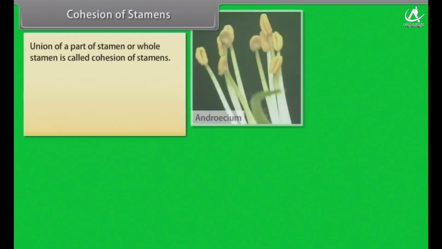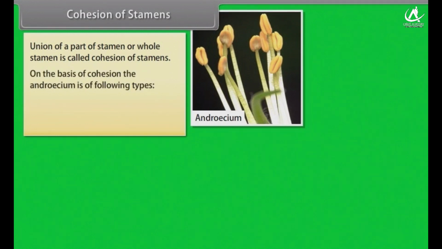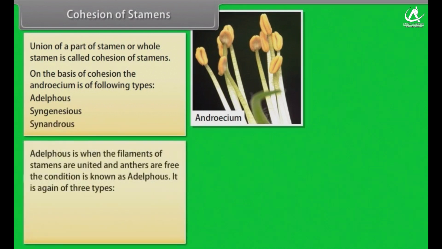Cohesion of stamens. Union of a part of a stamen or whole stamen is called cohesion of stamens. On the basis of cohesion, the androecium is of the following types: adelphous, syngenesious, synandrous. Adelphous is when the filaments of stamens are united and anthers are free.